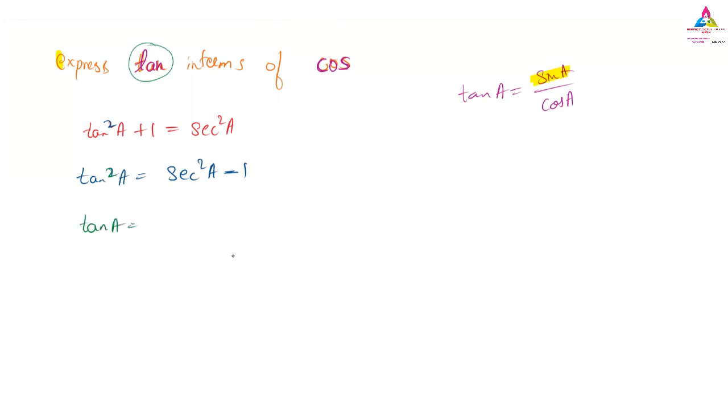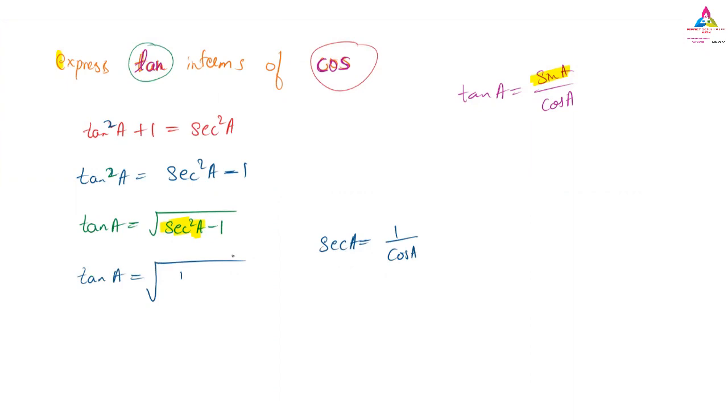Tan A is equal to root of secant square A minus 1. The next part is very important. I want the answer in terms of cos itself. So here we have a secant. How can we change the secant in terms of cos? Anyone? 1 by cos. Yes, because secant A is nothing but 1 by cos A. So write it down that the root of secant can be written as 1 by cos A the whole square, because the square I have to take outside, minus 1.